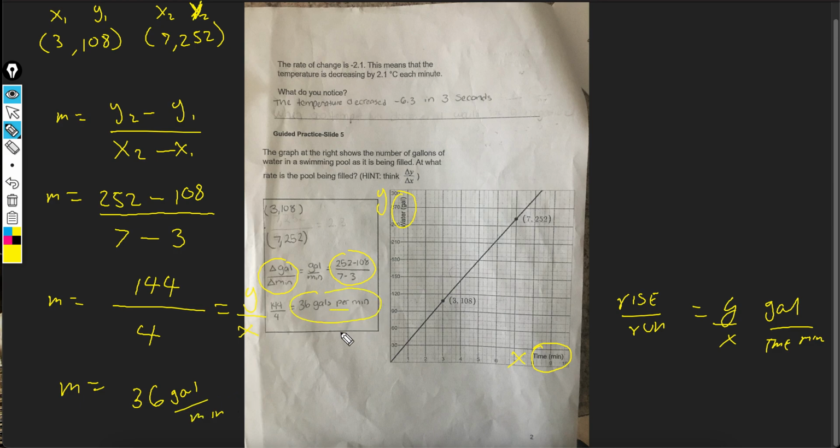Or here you wrote per. So per is the same thing as when I do this. So when I write gallons over a minute, you could just do it gallons per minute. Both are acceptable. It's just I do this because this is easier for me. And that's about it for that.